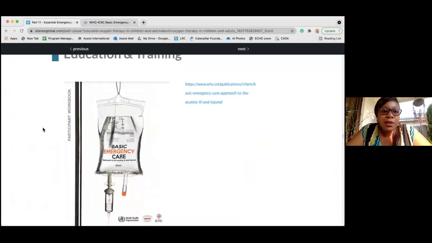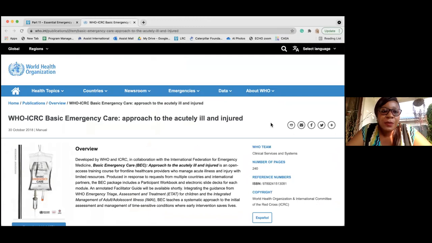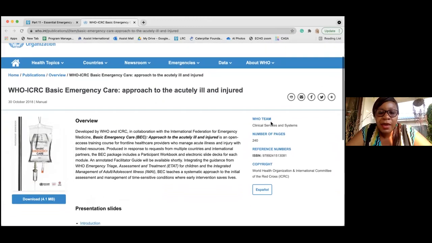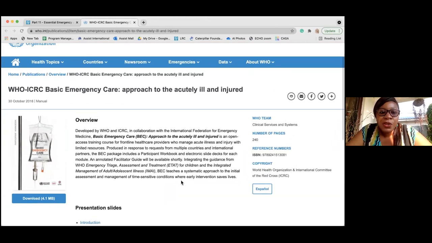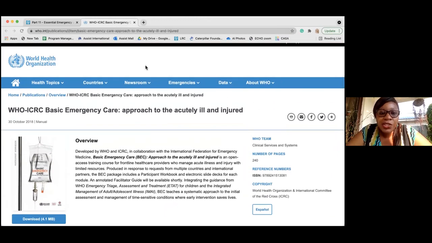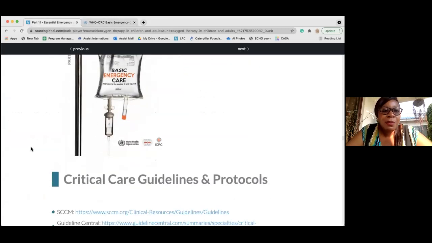So this is the World Health Organization. Okay, that's fine, Sarah. This is one example, the basic emergency care approach to the acutely ill or acutely injured patient. You'll find that with critical care, the approach, whether medical or surgical, is similar. There are a lot of slides and presentations which you could download and go through. By continuously reading and updating yourself, you'll be able to give appropriate care to your patient. Okay, Sarah, let's go back to the main slide.